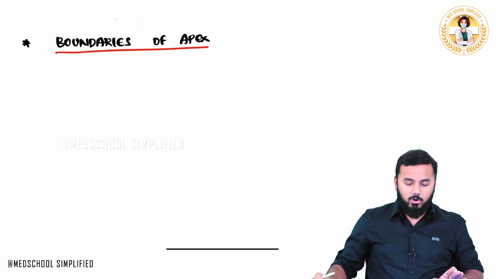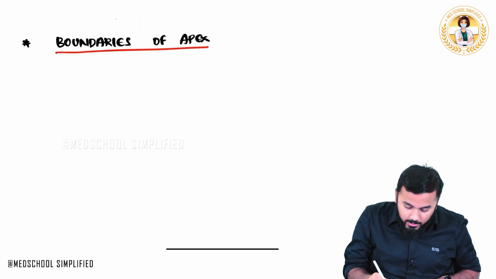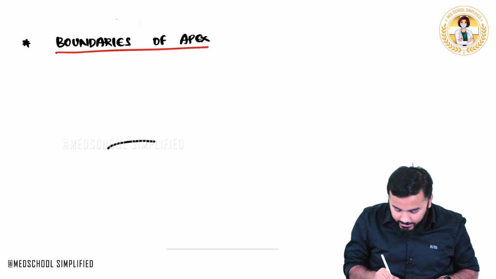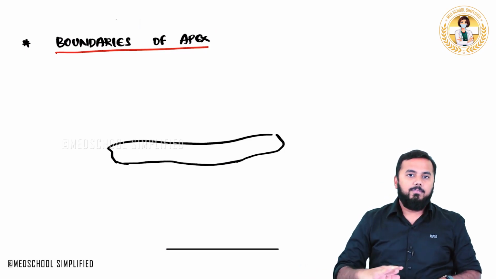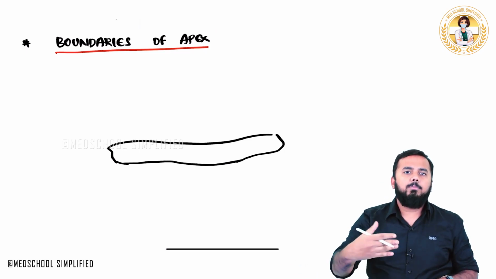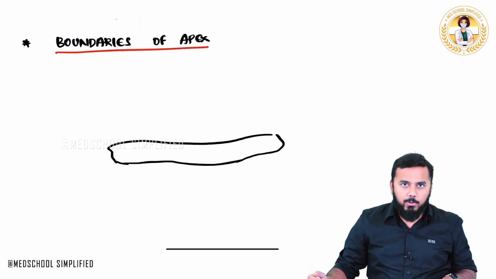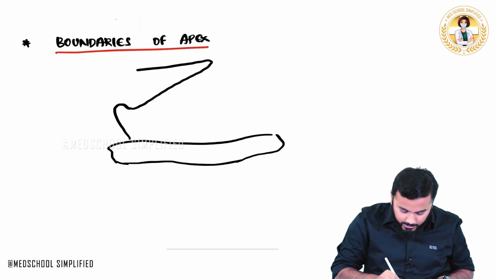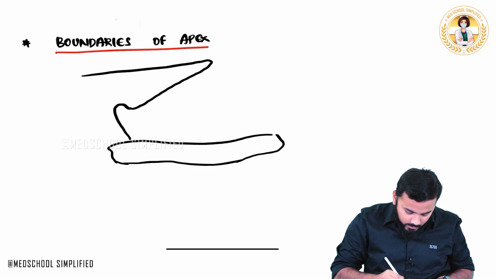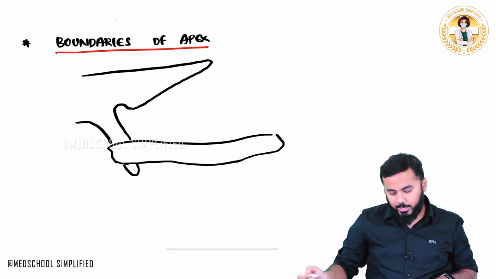Now let me draw these structures. Anteriorly what do I have? Yes, anteriorly like this I have got my clavicle. Then if anteriorly I have got a clavicle, then posteriorly what will I have? I will have a scapula. So let us say that this is the scapula that is located posteriorly like this.